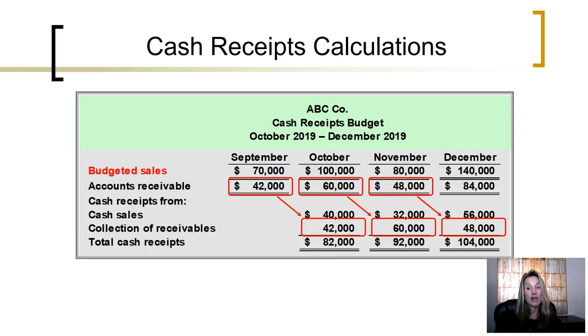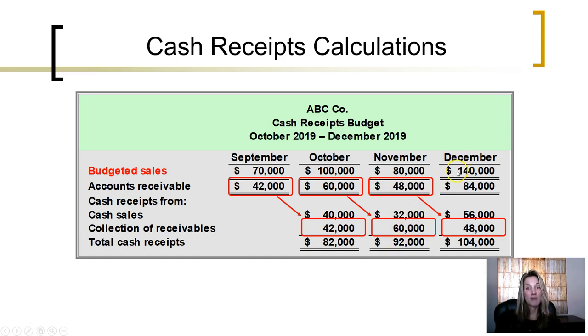For November, we will receive 40% of the current month's sales, 40% of $80,000 or $32,000. The other 60% will be received the following month, but we will receive 60% of last month's sales in November. Thus, November's cash receipts, 40% of current month's sales, 60% of last month's sales, $92,000 cash expected.